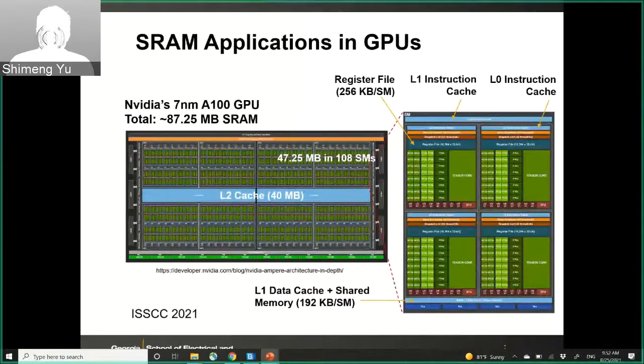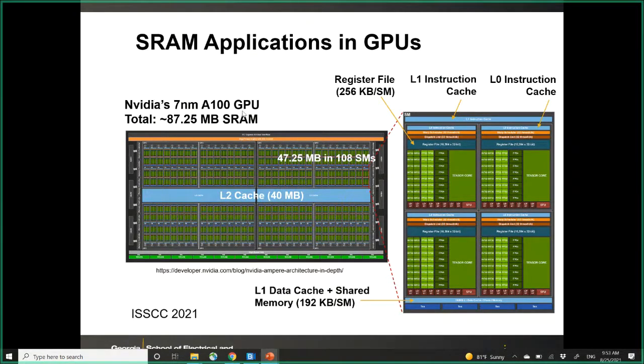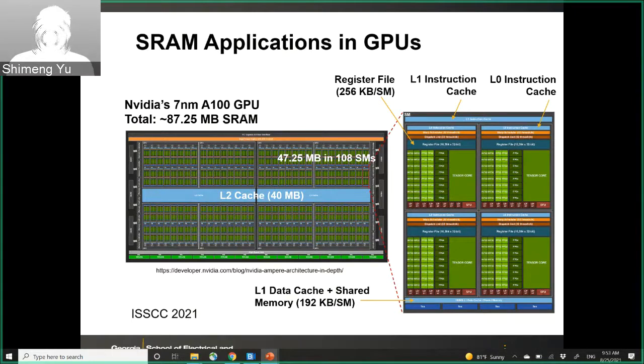Okay, so another example. So now this is a GPU. This is from NVIDIA, the 7nm A100 GPU. This is also one of the state of the art. And in this case, you see this is the image. And in the GPU, similarly, you have a cache hierarchy, L1, L2 cache. So in total, in this GPU, you have around 87 megabytes SRAM.